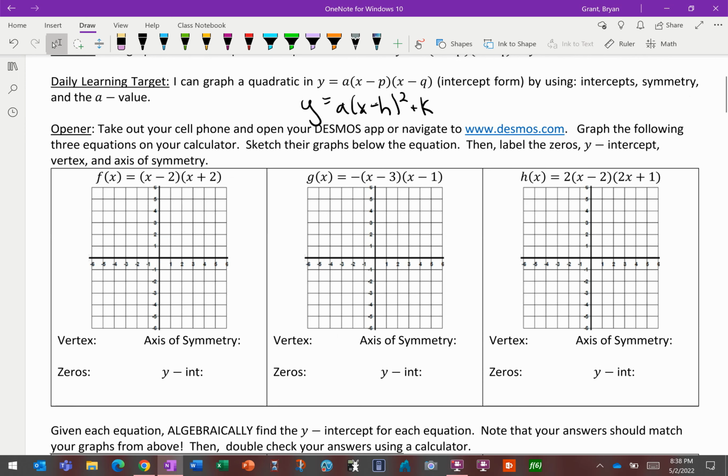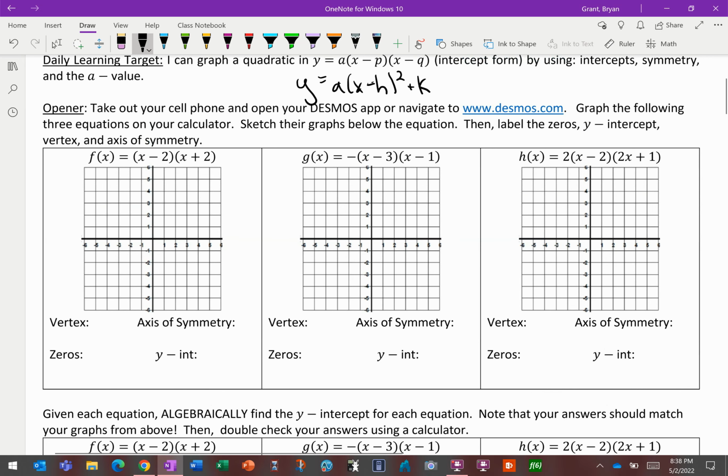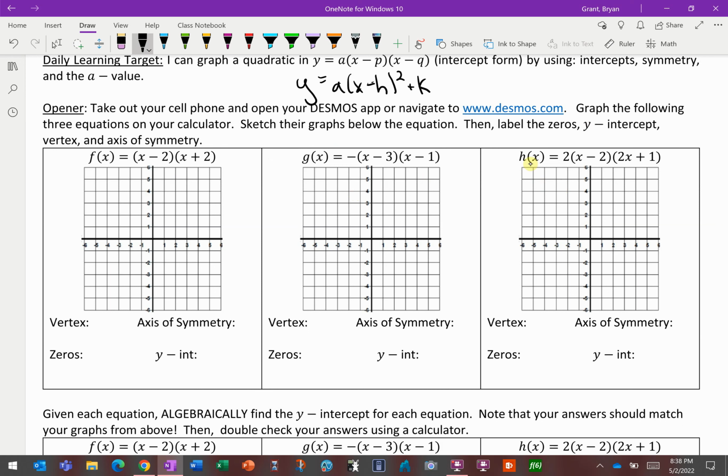So without further ado, go ahead and open the Desmos app, or if you don't have the Desmos Graphing Calculator app, navigate to www.desmos.com. And once it loads, there'll be a big button that says Start Graphing right in the middle of the page. Click that button. Then you're going to graph the following 3 equations on your calculator. 1, 2, 3. Now I labeled my equations f of x, g of x, and h of x.